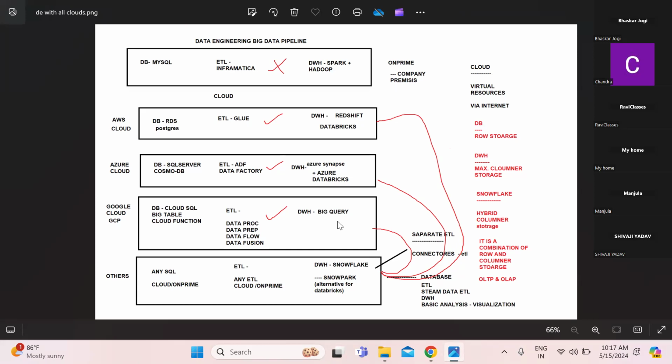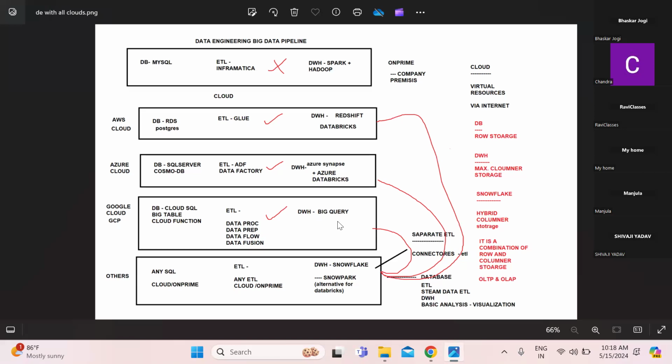Sir, are DBT and Matillion ETL tools or what? Matillion is called an ETL tool. DBT we can't call an ETL, but a transformation tool. Why? Because DBT won't support extraction and loading. It is the data build tool, mostly for transformation. But Matillion is an ETL. DBT we don't call an ETL, only transformations.